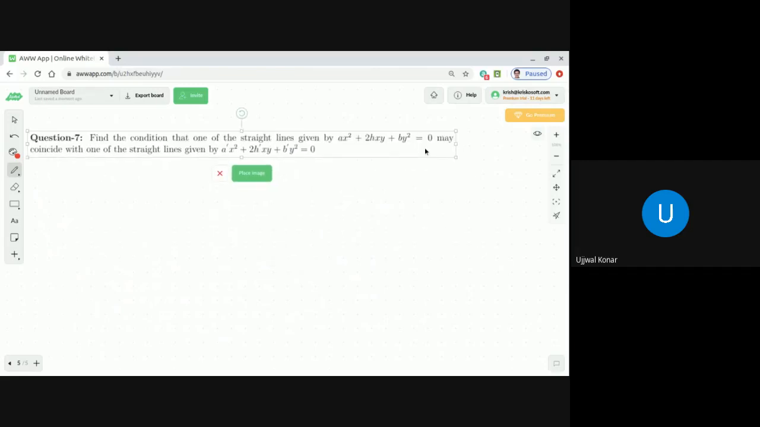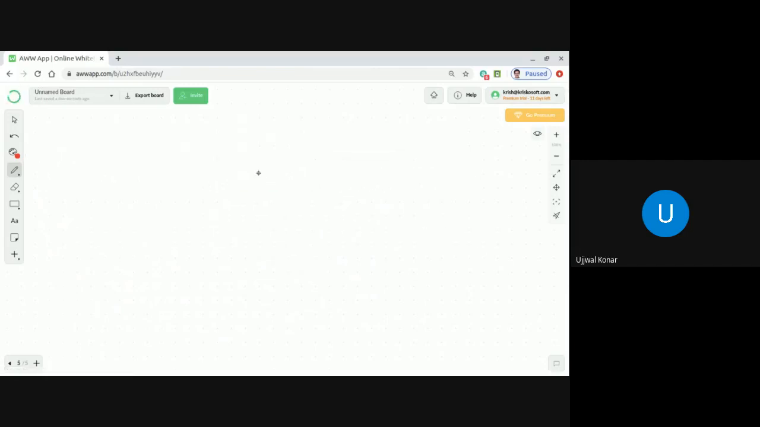So the question here is to find the condition that one of the straight lines given by ax square plus 2hxy plus by square equal to 0 may coincide with one of the straight lines given by a dash x square plus 2h dash xy plus b dash y square is equal to 0.